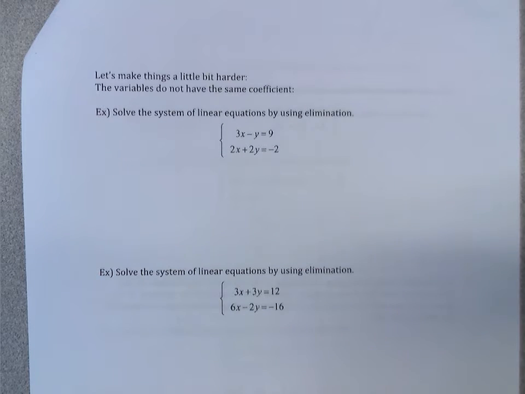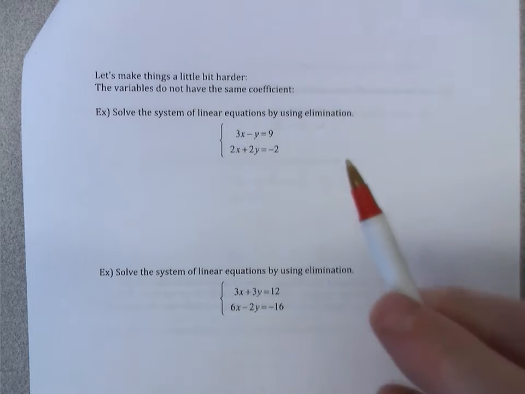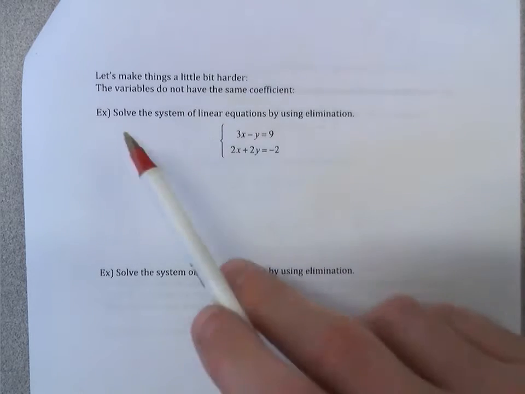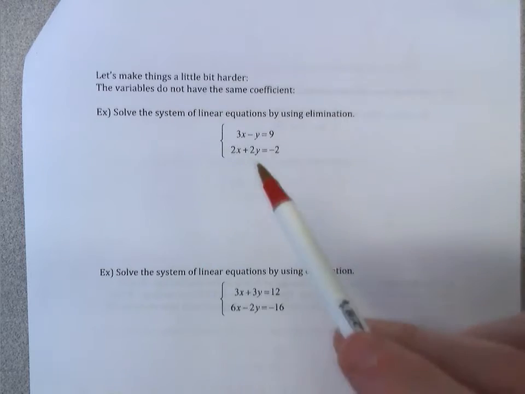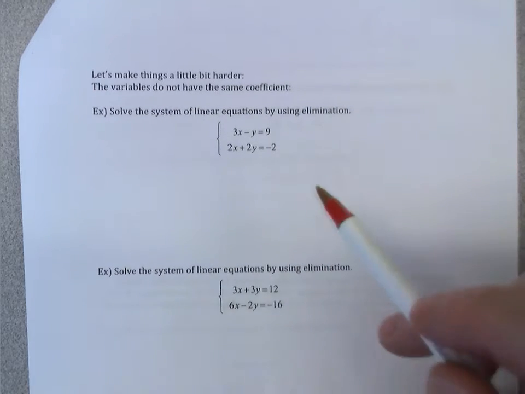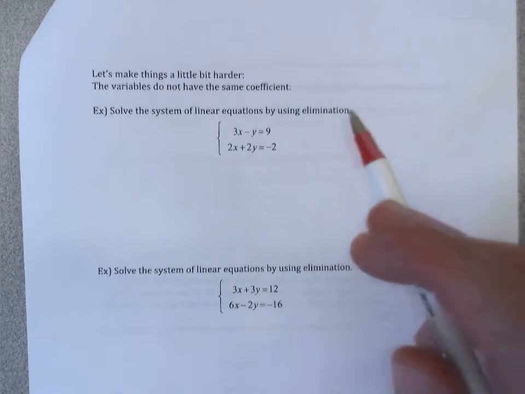Okay, we're now on part 3 of lesson 5.3. So let's make things just a little bit harder. These variables are definitely not going to have the same coefficient. So let's see what happens to these possibilities.